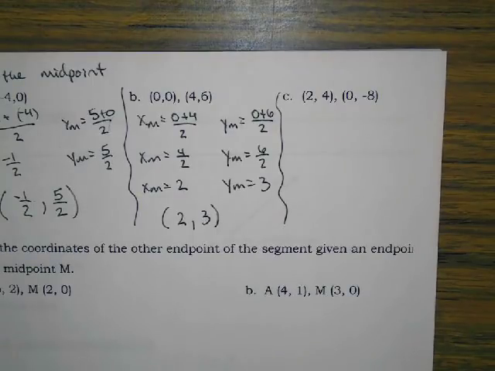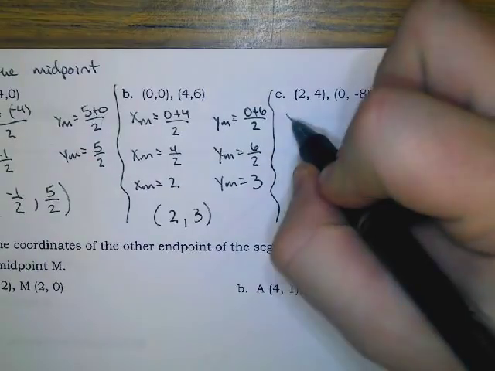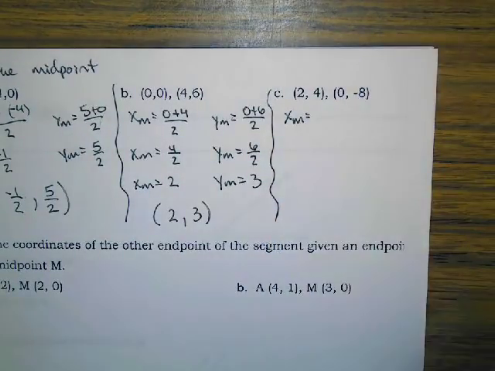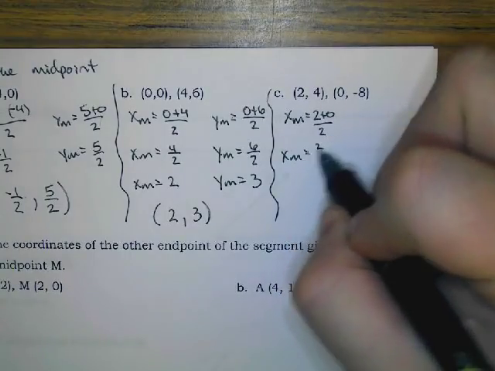Okay, so hopefully you tried letter C on your own. So let's try this together. xm is equal to 2 plus 0 over 2. So that would be 2 over 2.